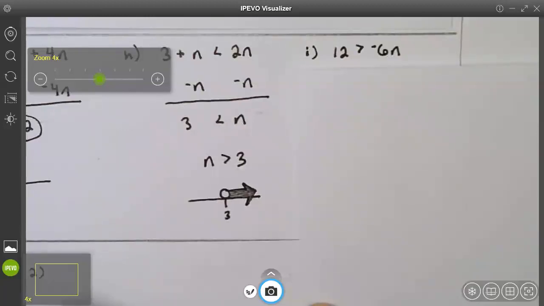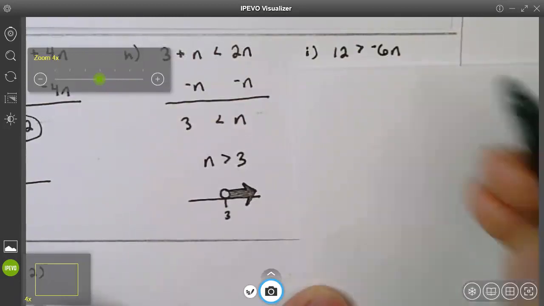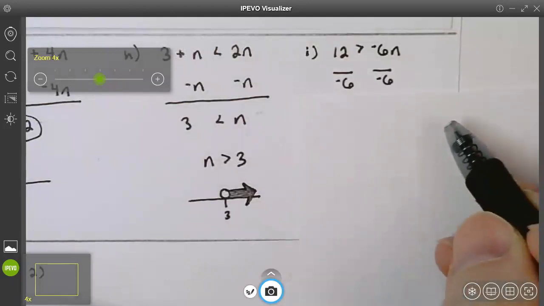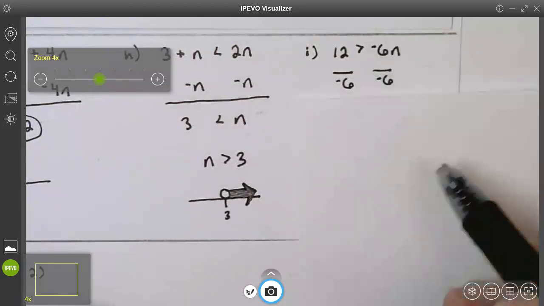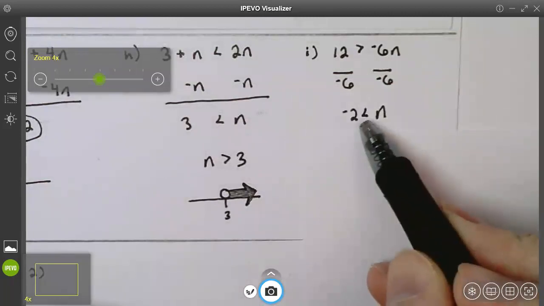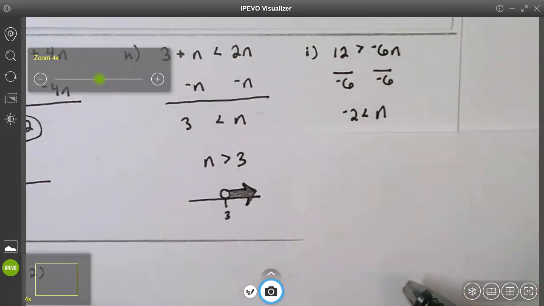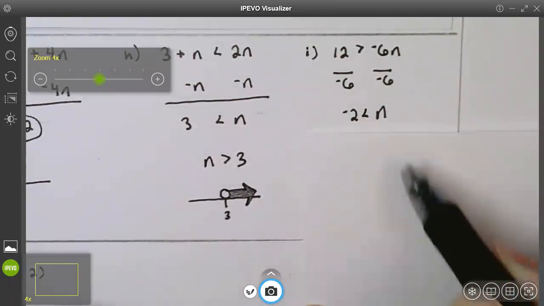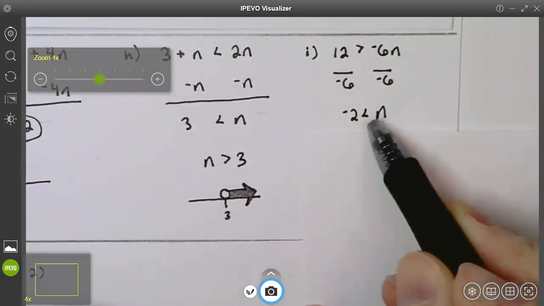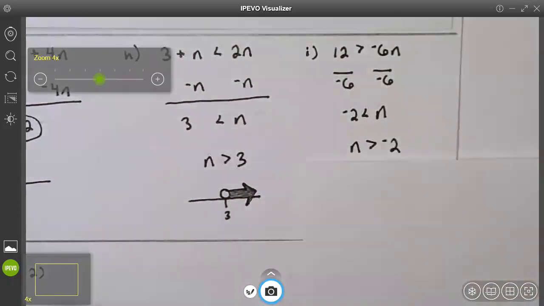Try I. 12 is greater than negative 6n. On I, to get rid of times negative 6, you divide by negative 6. I said the words divide by negative, so I need to flip my symbol. The greater than becomes less than. 12 divided by negative 6 is negative 2, and I get n by itself. Always rewrite them with the variable on the left, so that is n is greater than negative 2. That would be open circle to the right over the negative 2.